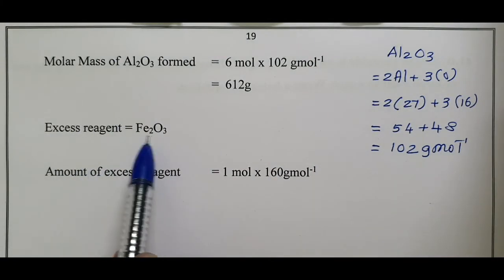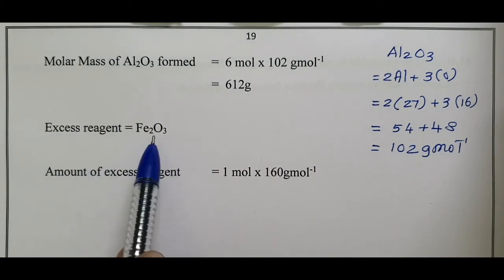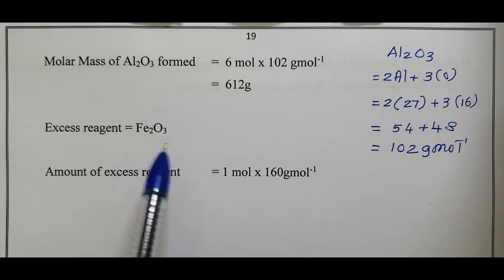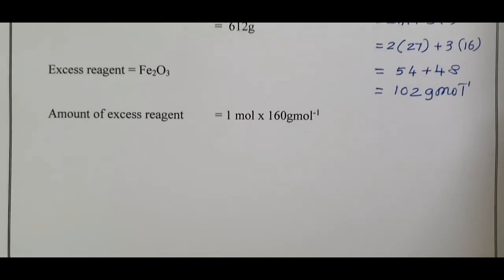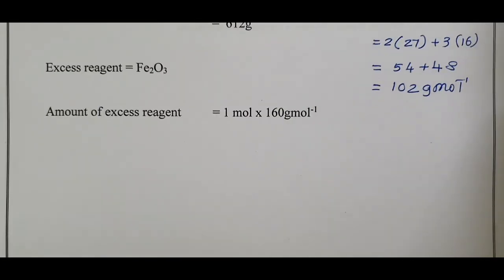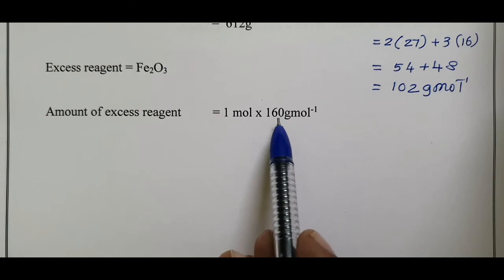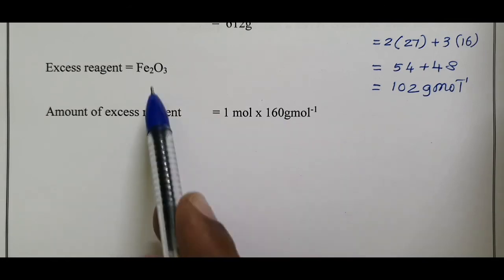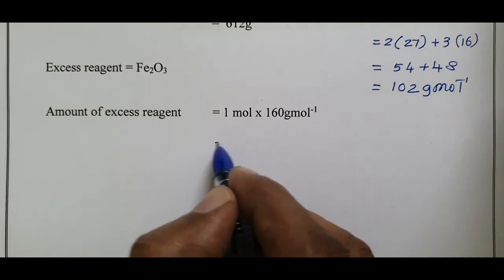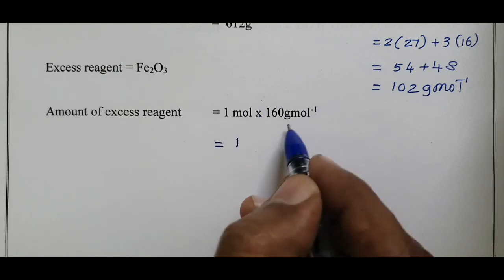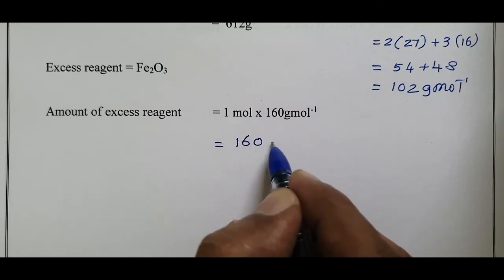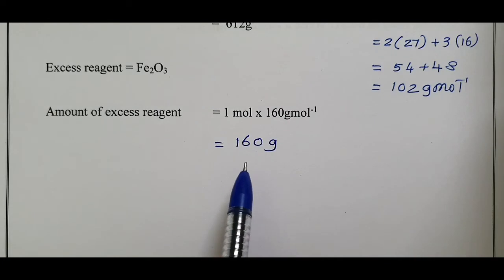Excess reagent is Fe2O3. In our table column, 1 mole of Fe2O3 remains in our problem. Now, amount of excess reagent: 1 mole remaining into 160, the molar mass of Fe2O3. So 1 into 160, mole power minus 1 gets cancelled. 160 gram is the excess reagent that is left over after the reaction. This is question number 39.